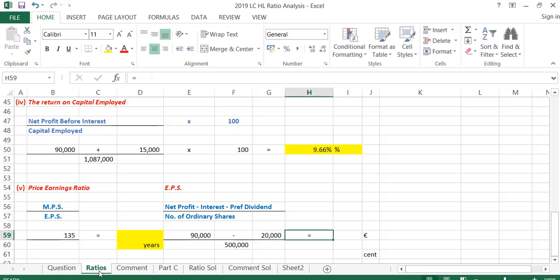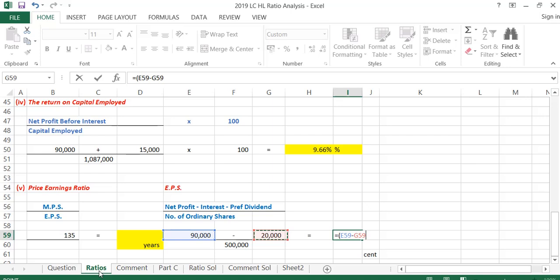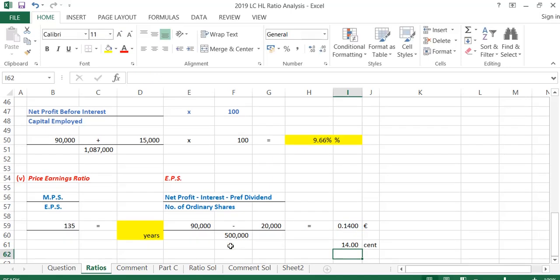So the earnings per share works out to be 0.14 euro, and to change that to cent, again I'm just going to multiply it by 100, so it's 14 cent. The earnings per share is 14 cent.